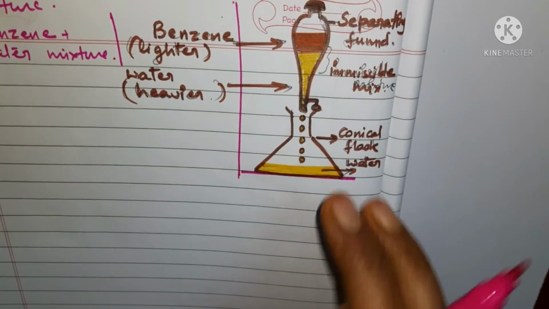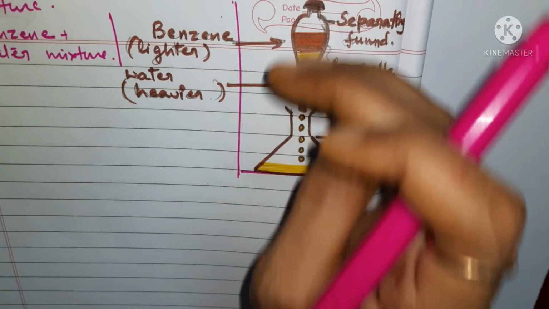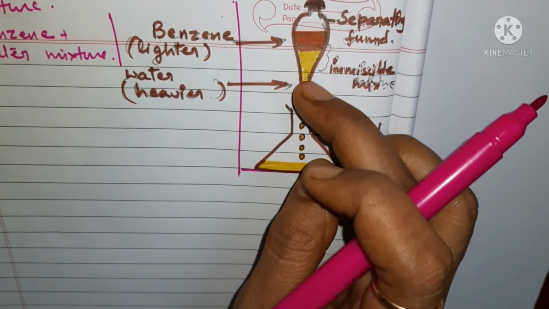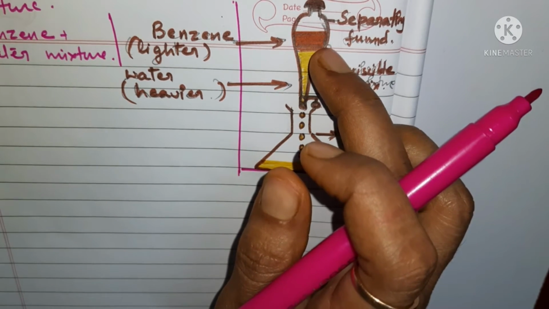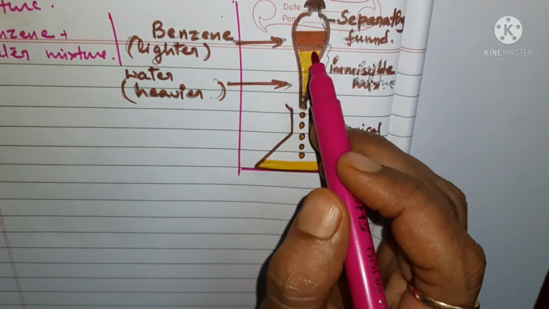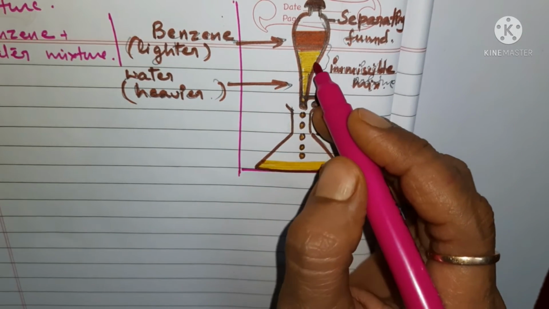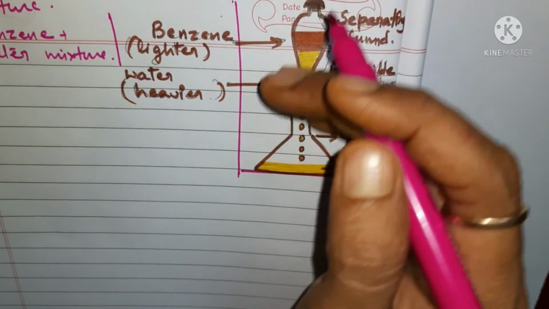the benzene, being lighter in density, goes up, because they are not miscible, they are not soluble in each other, they are not dissolving. So this benzene, being immiscible and lighter, goes up, and the heavier water comes down.